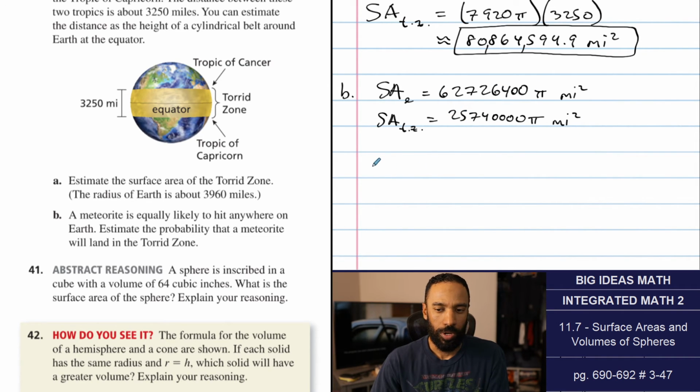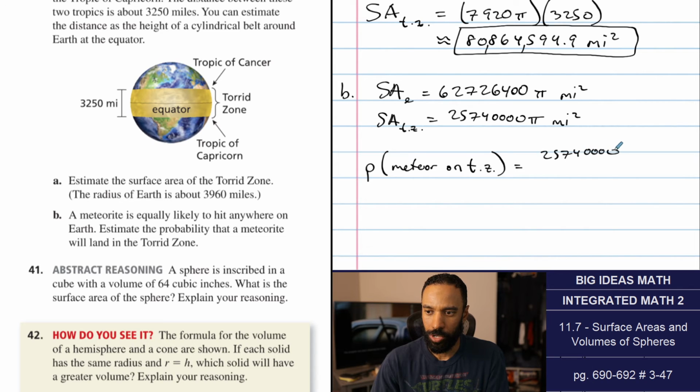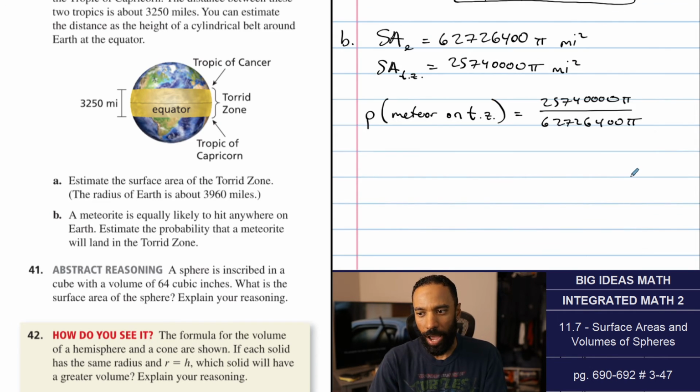Okay, so probability of meteor on torrid zone, TZ, will equal 257,400 pi over 6,272,640 pi. It's actually quite a bit of the Earth. It's more than a third of it, man. That's a lot of it.